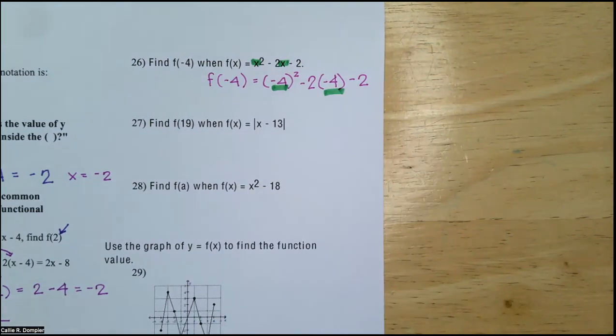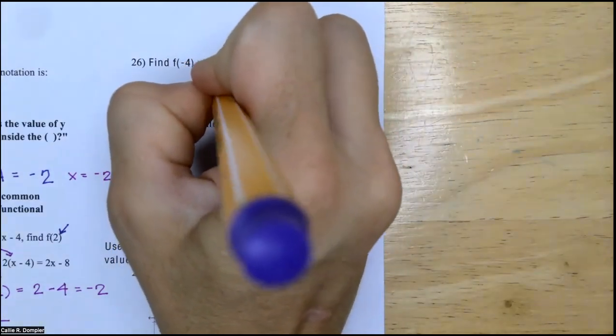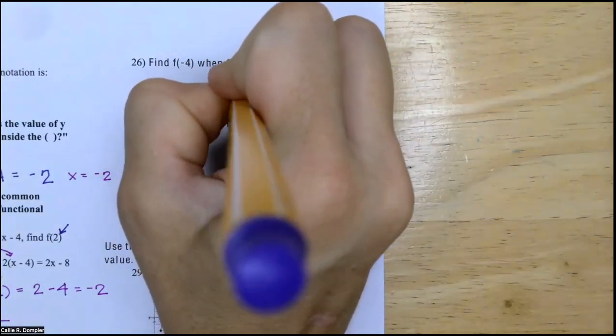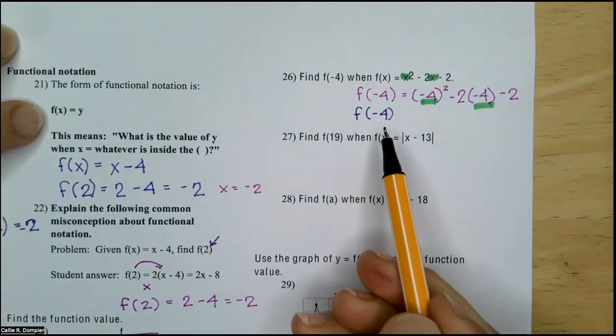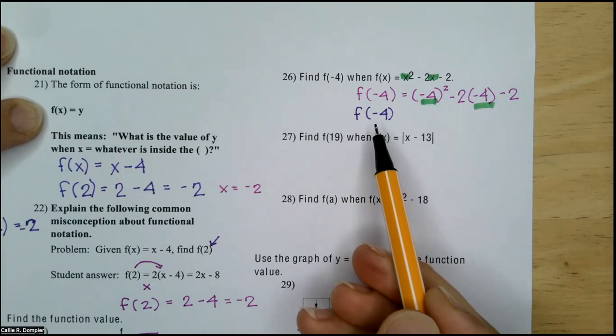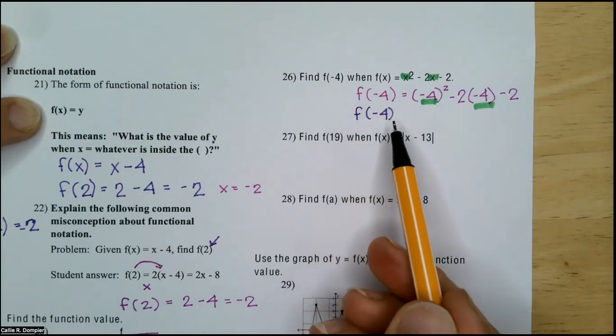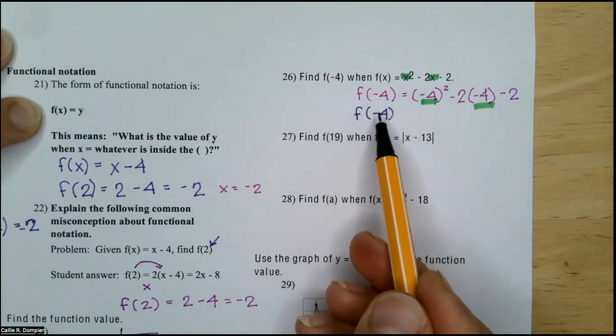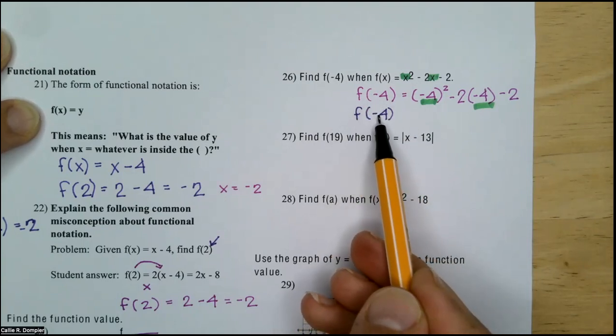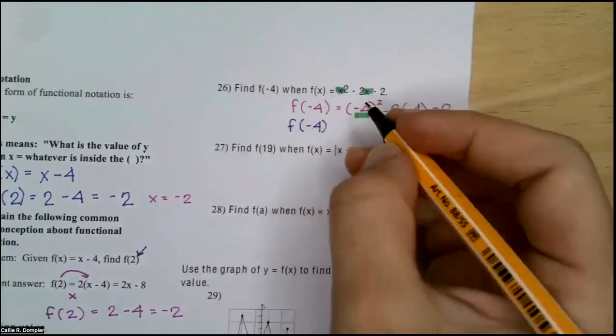Nothing needs to change about the notation. Remember, f of x is just equal to y. So nothing needs to change about that notation. That's just like saying y equals. So nothing ever happens on this side. This side just tells us what to put in for x.